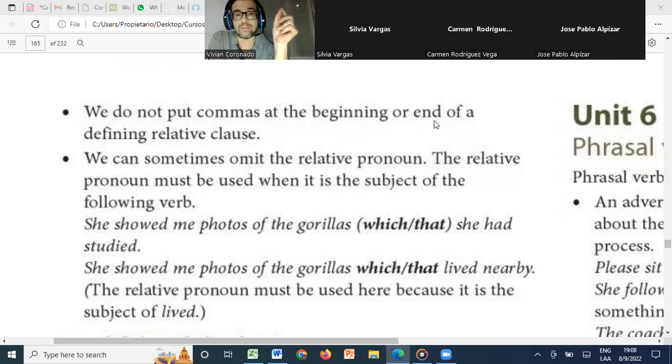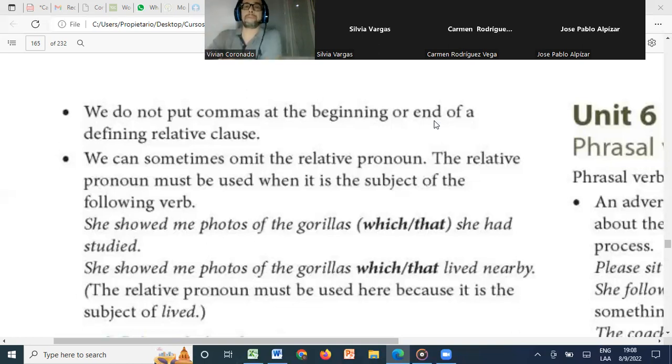The relative pronoun must be used when it is the subject of the following verb. Remember what I was telling you? And for example, here, she showed me photos of the gorillas, which or that, right? Because we're talking about animals. So which or that she had studied. Remember that which or that is talking about the gorillas, right? Or we can say she showed me photos of the gorillas, which or that lived nearby. The relative pronoun must be used here because it is the subject of lived.